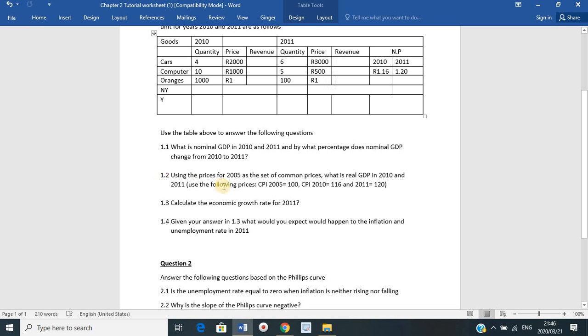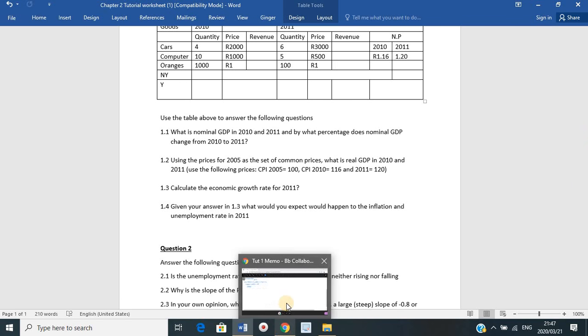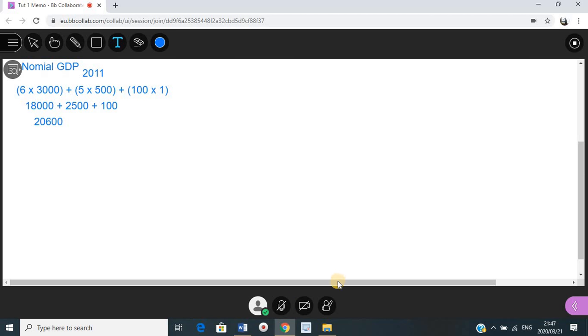So the question 1.2 says, using the price for 2005 as the set of common price, what is the real GDP in 2010 and 2011? Use the following price like CPIs. CPI stands for consumer price index. So using 2005, calculate the real GDPs. We have different ways of calculating real GDP.